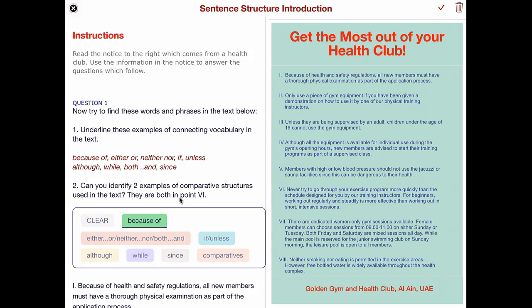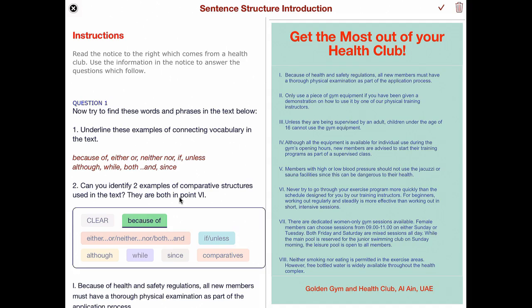Today we are talking about sentence structure, and specifically, structures that we use to express conditions, contrasts, reasons, and comparisons. All right, so let's get started.